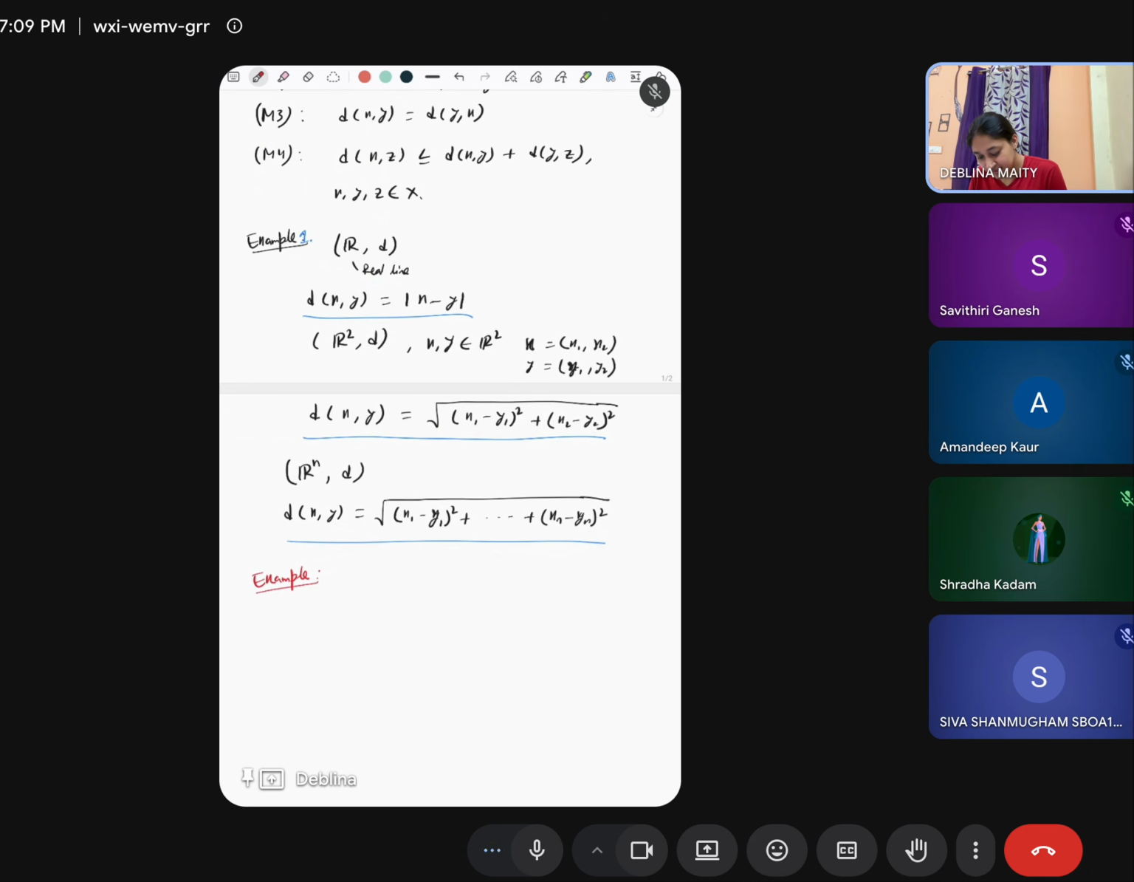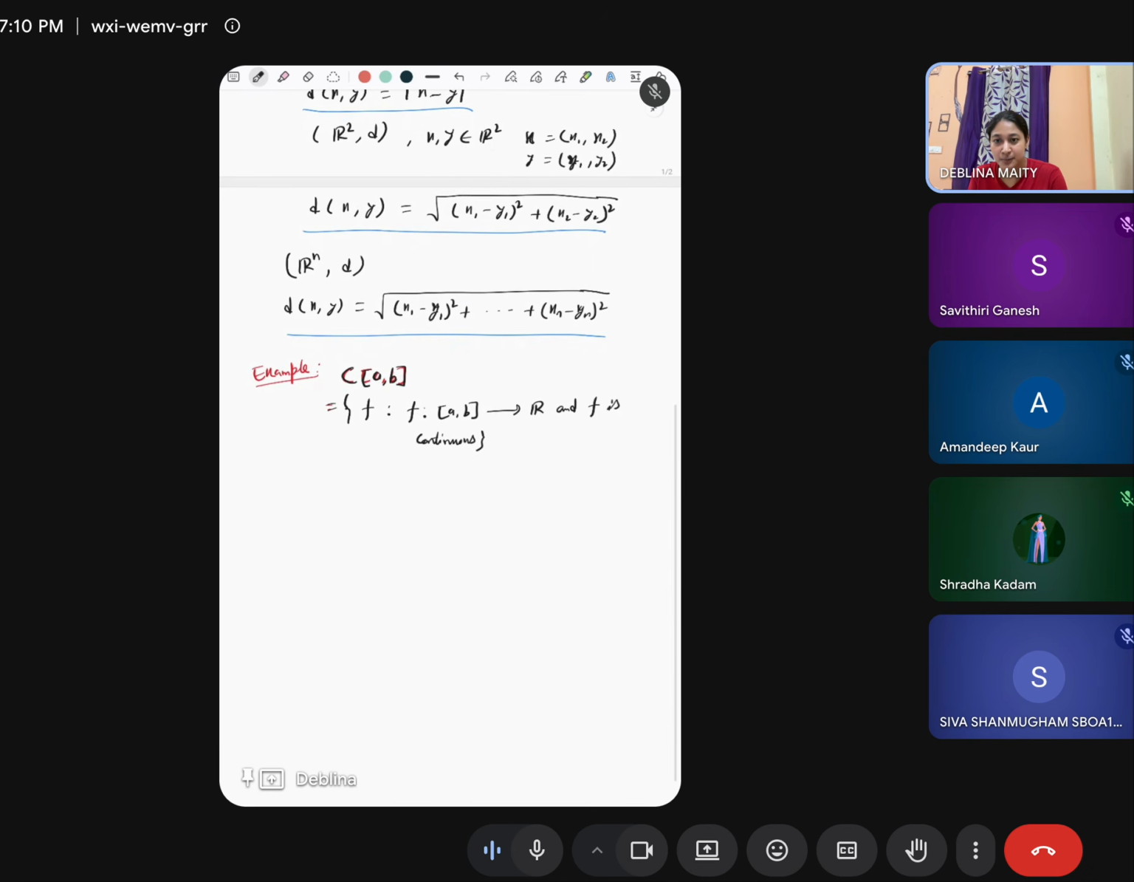The second example is C[a, b], which is a function space. C[a, b] is nothing but the collection of all the functions f, which is a mapping from the closed interval [a, b] to R, and it is continuous. This C is for continuity. So C[a, b] is the class of all continuous functions defined on the closed interval [a, b]. You can define a metric in this function space, because each point here is a function element.